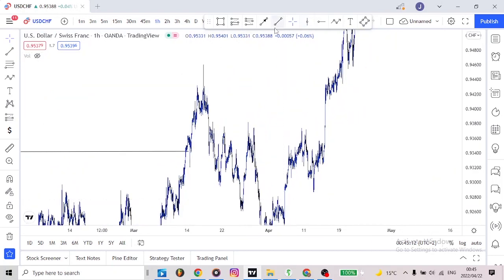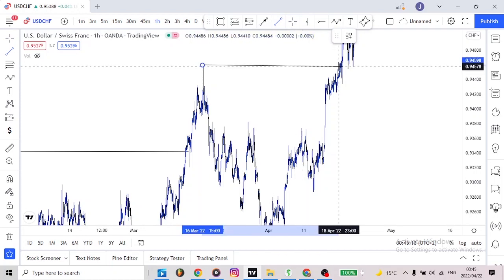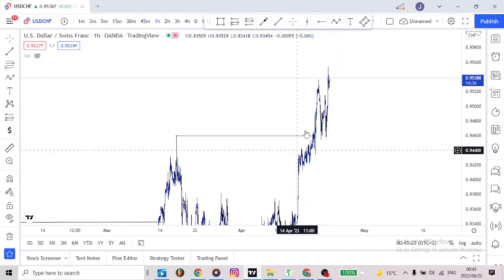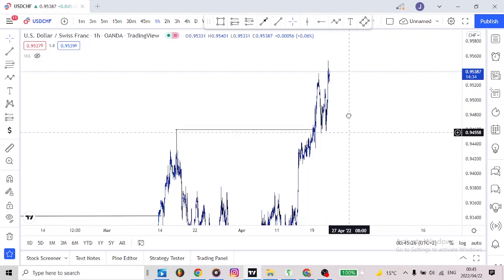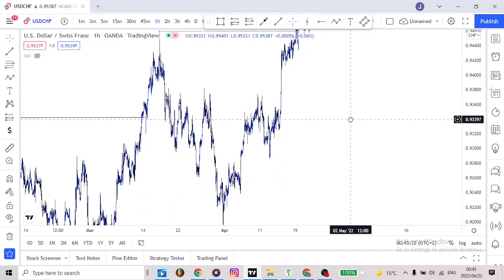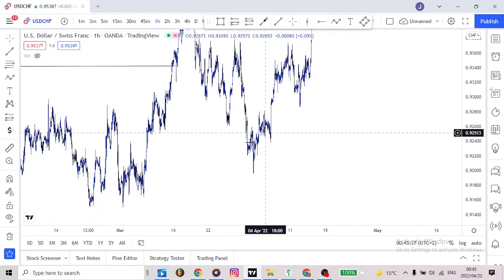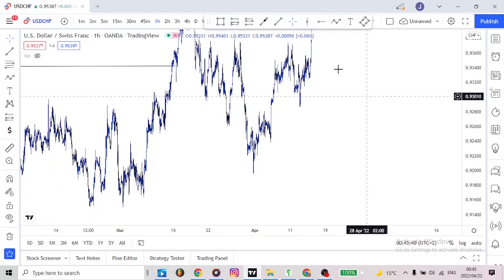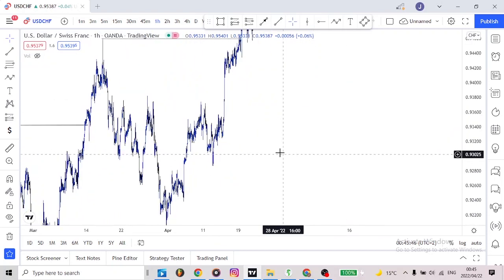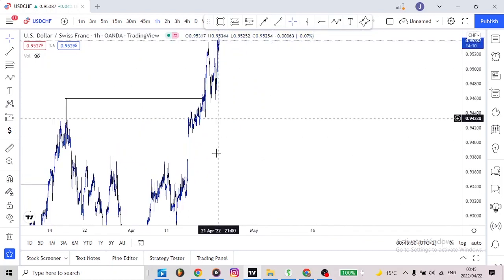So this here is a change of character. As you can see, USD CHF has given us a signal that it is continuing with the trend. Since it has now broken structure, what we expect is a pullback into the points of interest in this zone here. We have multiple points of interest, some of them being order blocks, some of them being breaker blocks. If you want to know more about the points of interest, please leave a comment in the comment section, and I'll definitely make a video about that.